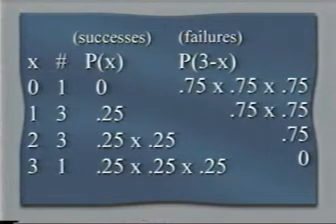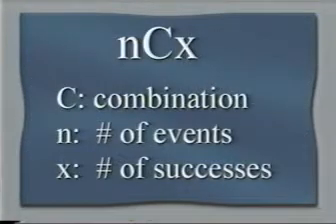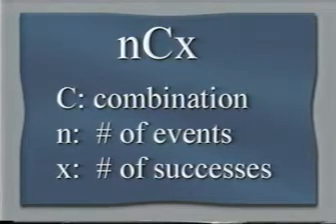The number of outcomes leading to a particular result is symbolized using nCx. The C stands for combination. The n is how many events you have in the trial. The x stands for the number of successes. These values for nCx, by the way, are found in Pascal's triangle, as we'll soon see.